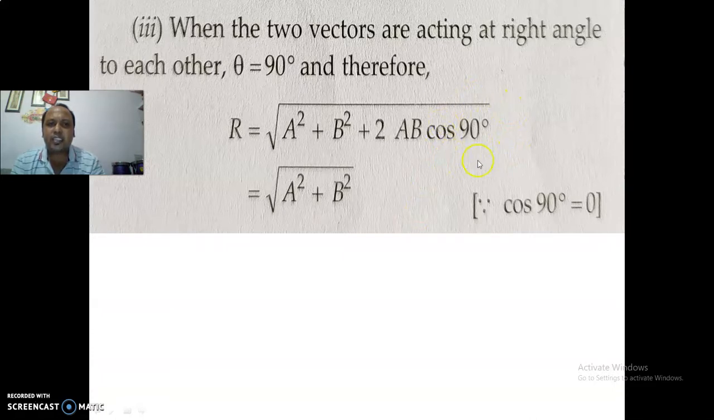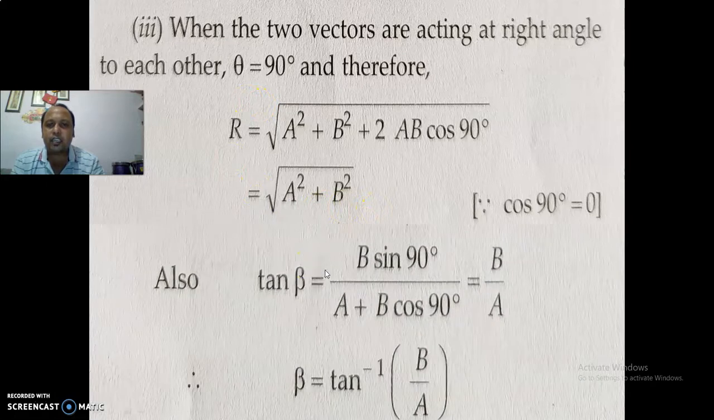If the angle is 90 degrees, cos 90 is 0. So the resultant will be root over a square plus b square. And the direction of the resultant will be given by tan beta, where beta is the angle which the resultant vector makes with the vector A. So it is b sin 90 by a plus b cos 90. Cos 90 is 0 and sin 90 is 1, so it is b upon a. So the angle which the resultant makes with the vector A is given by tan inverse b by a.